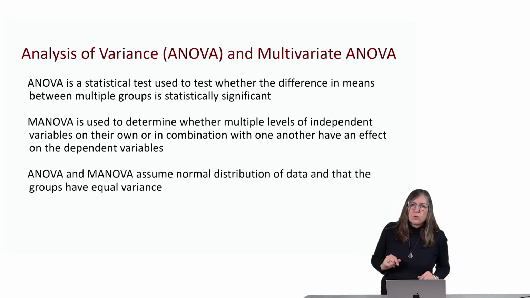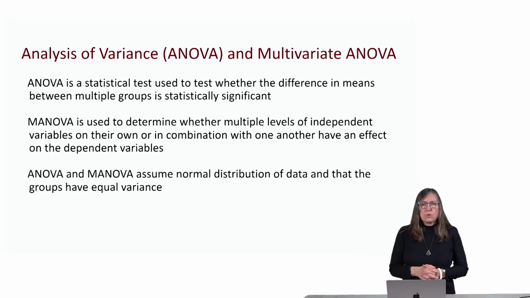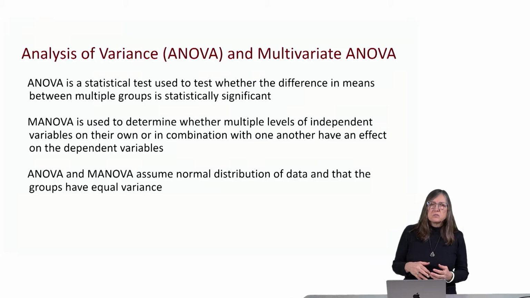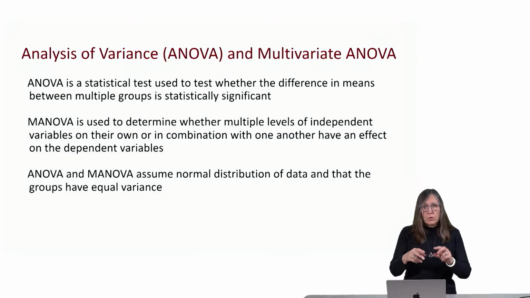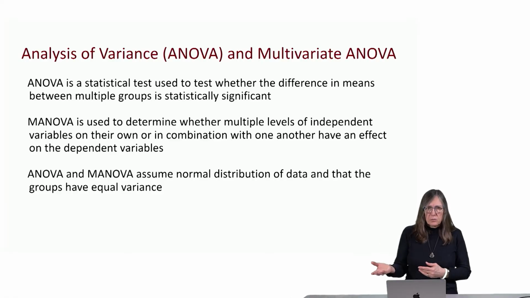And then a MANOVA, or a multivariate ANOVA, is just what it sounds like. You're using it to determine whether multiple levels of independent variables, on their own or in combination, looking at the potential for confounding, which you can measure, with one another have an effect on the dependent variables.